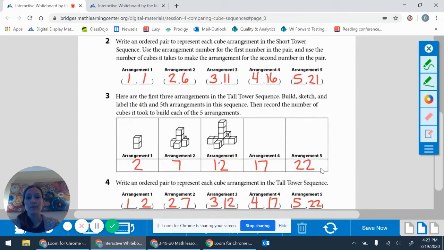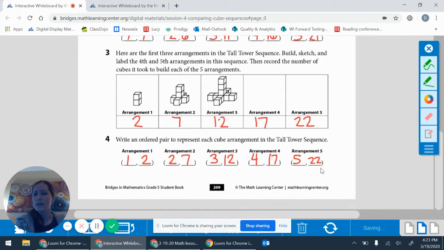I'm going to scroll down to number 3 and 4. What did you notice about these tall towers now? Well, I took a look at arrangement 1 and I saw that there was 2. Arrangement number 2 had 7 cubes. Arrangement number 3 had 12. That was going up by 5 again this time too. So I can see that in arrangement 4, there would be 17 cubes, and in arrangement 5, there would be 22 cubes. Did you notice that too?